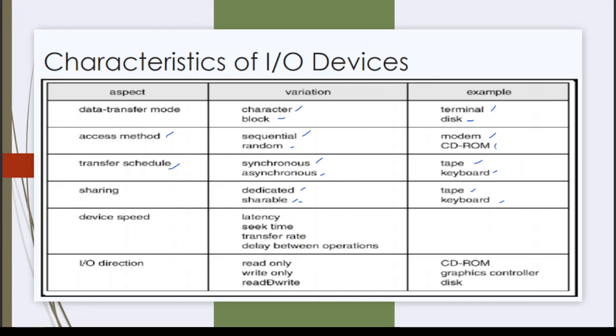Device speed. What is the speed of the device? Its latency, seek time. What is the seek time of a device? What is the transfer rate? Delay between operations of a few serial instructions or commands. What is the IO direction? Is the device read only, write only, or read-write both at the same time? CD-ROMs are read-only devices, graphics controllers are write-only devices, and in disk we have both read and write instructions.